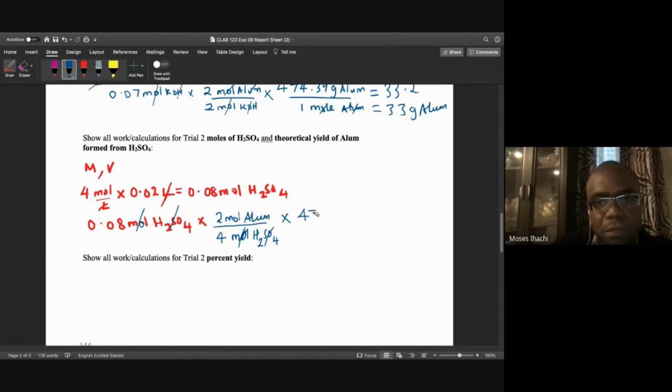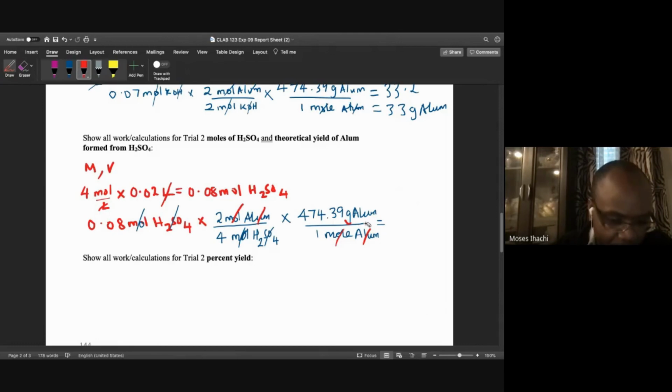So I'll do 474.39 grams of alum, 1 mole. 1 mole of alum is equivalent to 474.39 grams of alum. So now I can cancel out the units, and the answer will be in grams of alum. Let's do the math and see the theoretical yield if sulfuric acid was limiting.